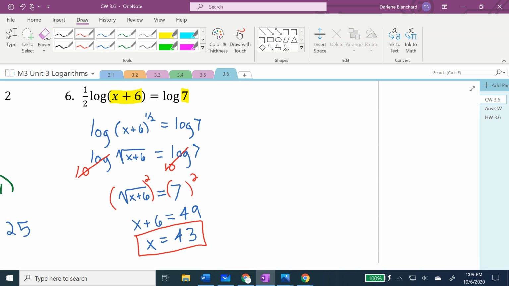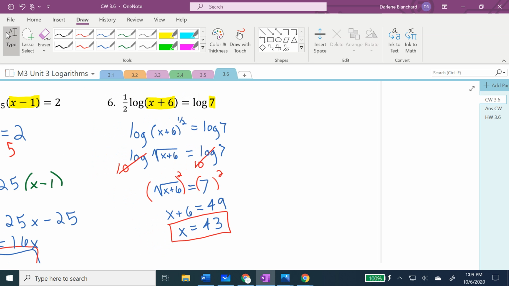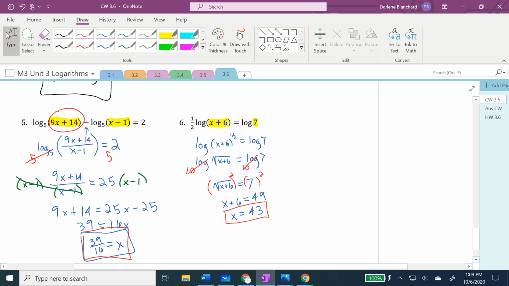We're almost done learning what we need to learn with this unit. Tomorrow, I'm just going to talk to you a little bit about using calculators and doing a little bit more with equation solving.